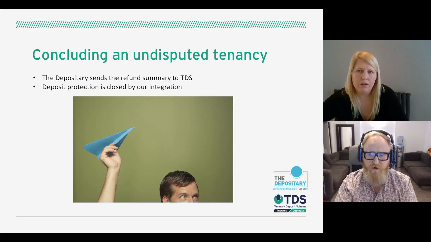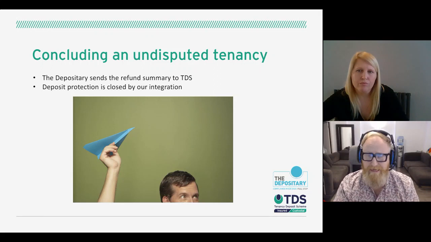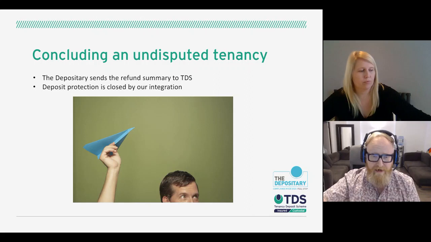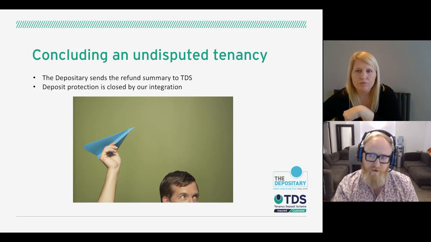What we didn't talk about, and I'll quickly touch on now, is the setup stage. Because we've got the API into TDS, when you're setting up a tenancy with TDS Custodial on our platform, all your user needs to do is copy and paste the deposit certificate code into our platform. The moment you paste that in, it instantly validates that certificate code with the TDS system, so it makes sure it's an accurate and live certificate reference. TDS will then know that that particular deposit is being managed through the depository platform, and it captures the deposit amount and pulls that into our system. So it's one less data field you have to copy and paste over.